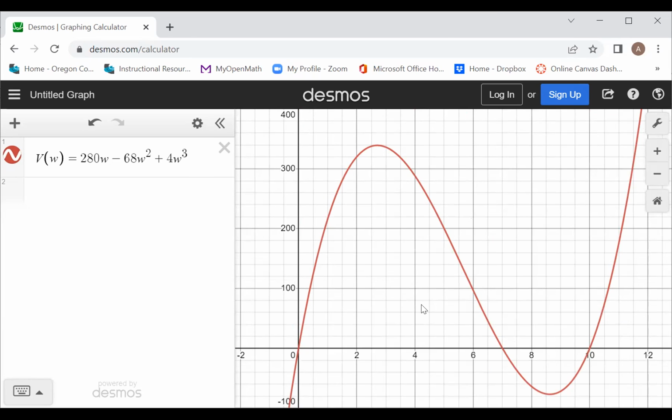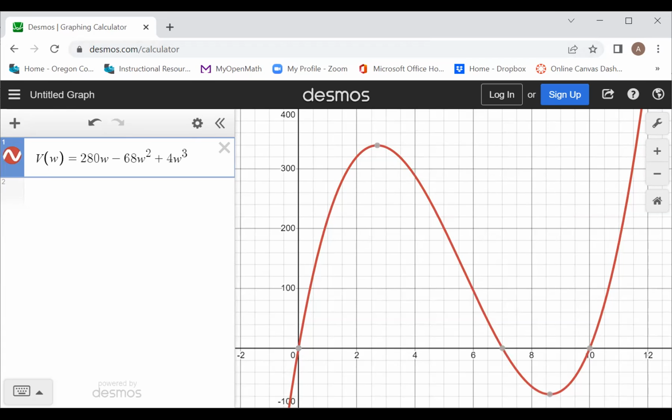The high point is what I'm after, this point right here. Desmos is so nice that if you click, it'll find it for you. 2.704 is the W that's going to work, and it gives me a maximum volume of 339. So I'll round that to 2.7, and the volume, if they asked for it, is 339.